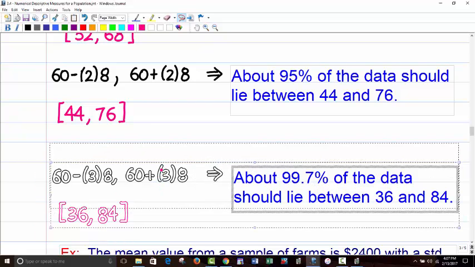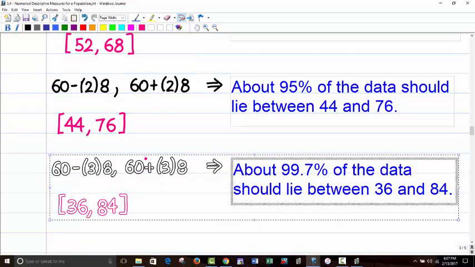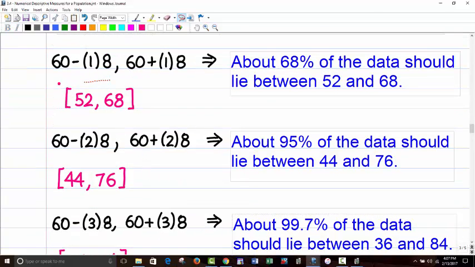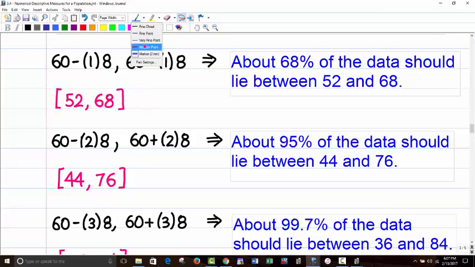So what we're saying about these percentages, I'll use this one as an example. Using this second one we just did, the 44 to 76 right here, if you went through your data set and you counted how many values were between 44 and 76 and divided it by the total number of values, you would expect about 95% of them to be between 44 and 76 if it's a bell-shaped distribution, normal distribution. So let's say you had 1,000 numbers, you'd be expecting somewhere around 950 to be in there, since that's 95%.